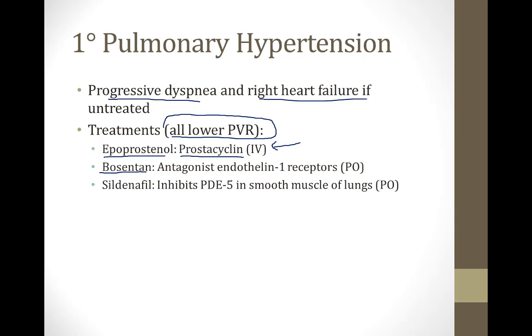The first one is bosentan. This is an antagonist of endothelin-1 receptors, and this will vasodilate the pulmonary vascular bed and lower the pressures. The other drug is sildenafil, which you may know as Viagra for erectile dysfunction, but it's a vasodilator, and it also works in people who have pulmonary hypertension. It inhibits phosphodiesterase 5 in the smooth muscle of the lungs, and this will lower the pulmonary vascular resistance and improve the pulmonary pressures in women with pulmonary hypertension. And that concludes our module on pulmonary circulation.